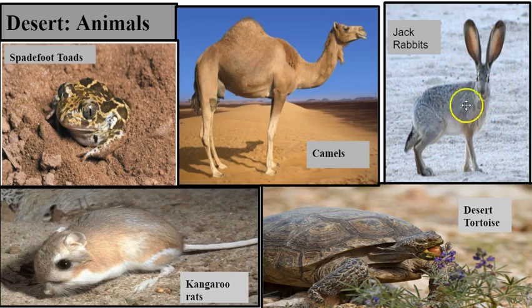Lastly, we're going to have our jackrabbits. So as you can see, our jackrabbits have very large ears. Their ears are unique because they help them keep homeostasis. Jackrabbits are not actually able to sweat as humans do. So instead, they are going to release body heat through their very large ears, and this is how they're going to maintain their homeostasis.